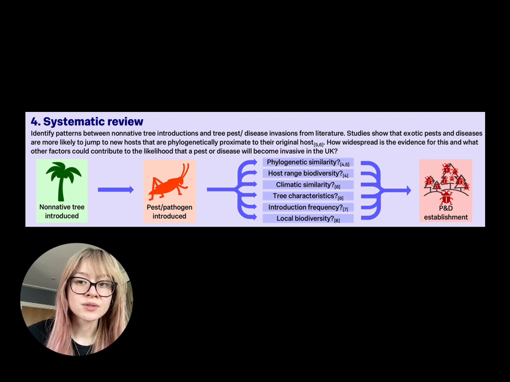I searched for papers on the intersection of non-native pests and pathogens with non-native trees. After excluding papers that only focused on one of these topics or weren't on trees, I was left with 53 papers. From what I've currently read, phylogenetic similarity, as well as biodiversity of the host's habitat, frequency of introductions, and trait similarity are all significant drivers of pest and pathogen spillover.